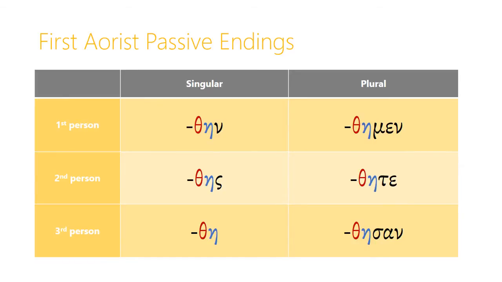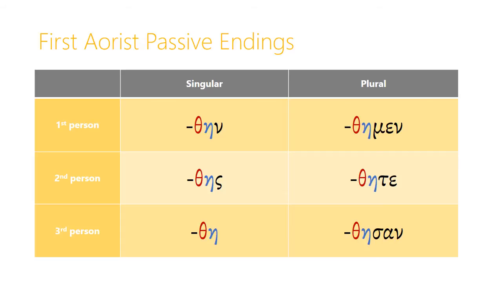Here are the endings when we put the theta tense marker, the eta connecting vowel, and then the actual person and number ending on the end. The first person singular is thein, the second person singular is theis, the third person singular is the. The first person plural is themen, the second person plural is thete, and the third person plural is thesan.